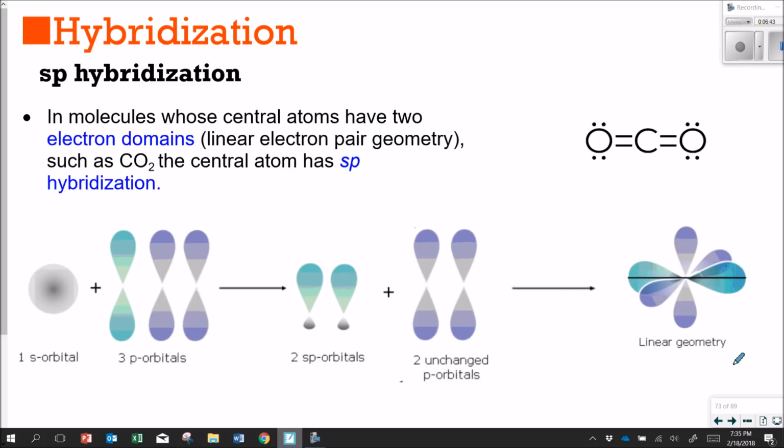In molecules whose central atoms have 2 electron domains, which is a linear electron pair geometry, such as carbon dioxide, our central atom will have sp hybridization.